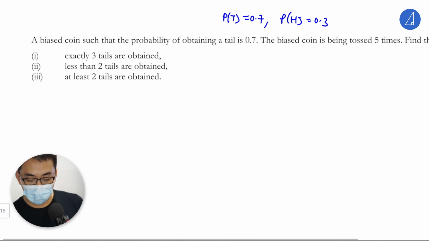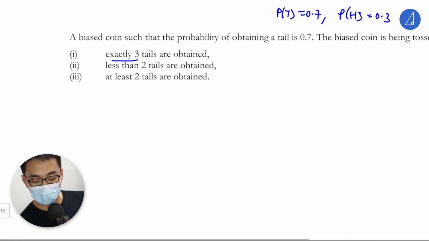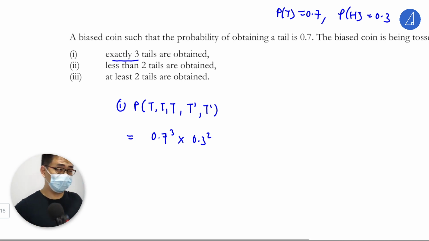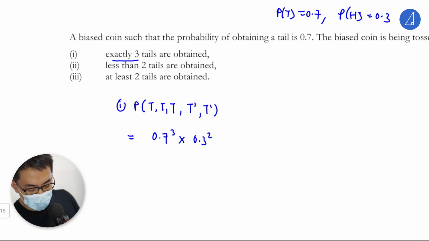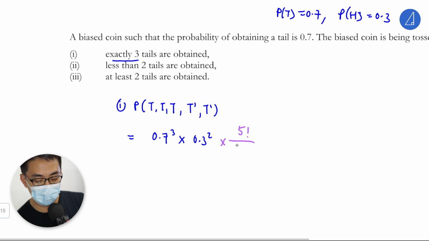All right. So a biased coin is being tossed 5 times. If you want exactly 3 tails, you have T, T, T, and 2 heads. Essentially, you're going to do 0.7 cubed times 0.3 squared. That is not really an issue. What is often the issue is the sequence of events, which sometimes you'll forget.